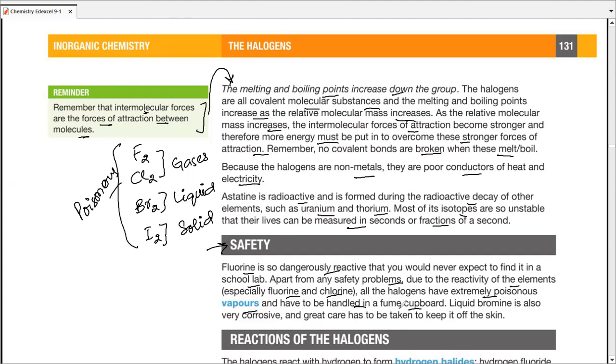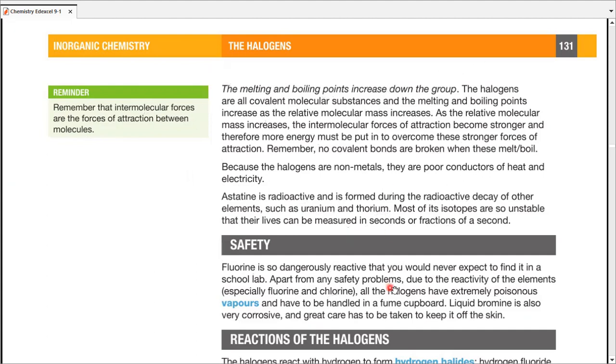Fluorine apart, I'm just talking about fluorine. You will never see a direct experiment with fluorine or production of fluorine in a school lab. For chlorine, we use a fume cupboard. If a fume cupboard is not there, remember it has to be an extremely well ventilated space, and serious precautions are supposed to be taken because this is really poisonous.